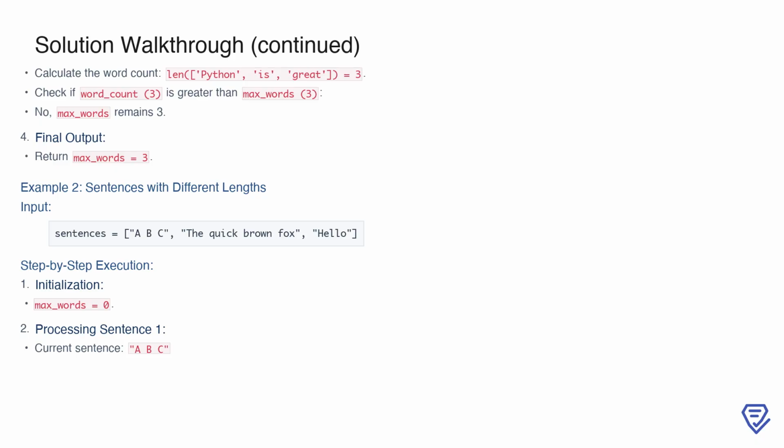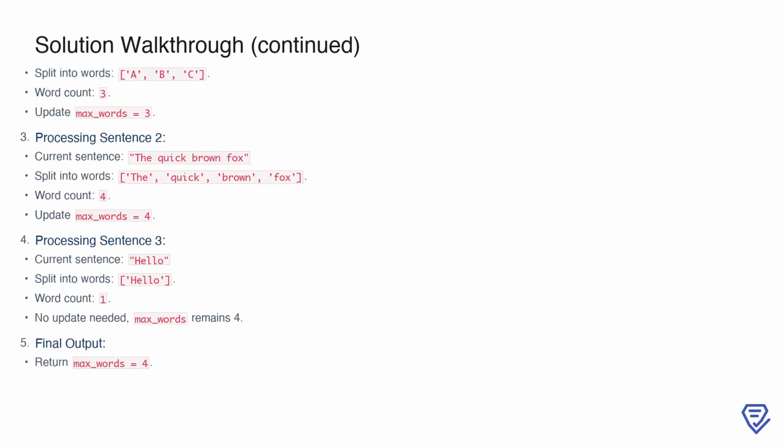Moving on to the second example, we have 3 sentences of varying lengths: "ABC", "the quick brown fox", and "hello". As before, we start by initializing max_words to 0. For the first sentence, "ABC", we split it into words, resulting in the list [A, B, C]. The word count for "ABC" is 3, determined using len. Since 3 is greater than the initial value of max_words, which is 0, we update max_words to 3.